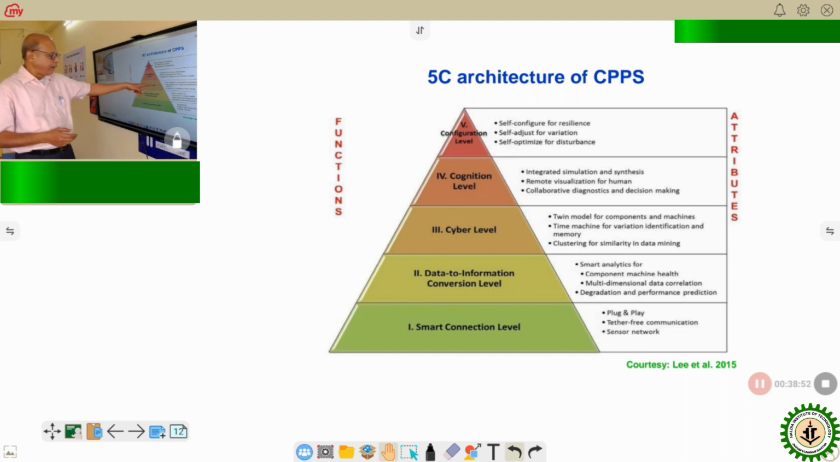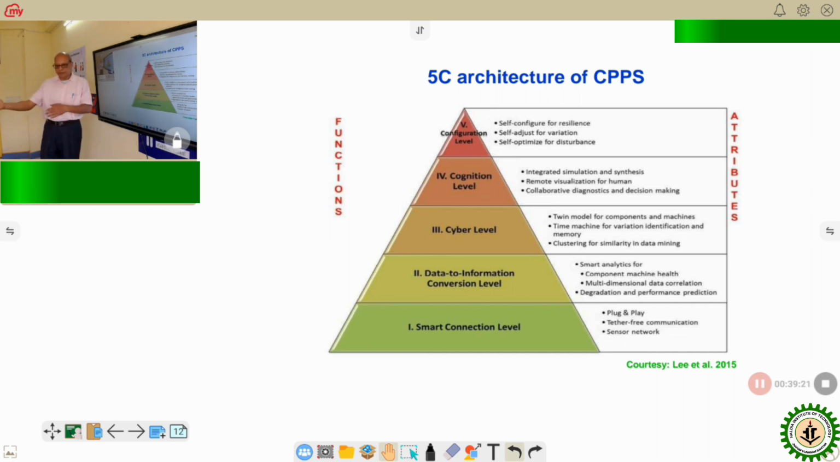Third level, cyber level, twin model. This is exactly what is called the digital twin. After converting, it is now made available in the cyber world for higher level decision making in the digital twin. So clustering, similarly data mining, as I was talking about in the part of data management, this data mining is a very crucial activity. Fourth level, integrated simulation and synthesis, remote visualization for regional, collaborative diagnostics and decision making.